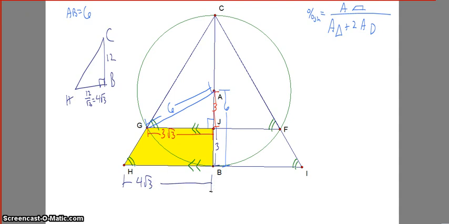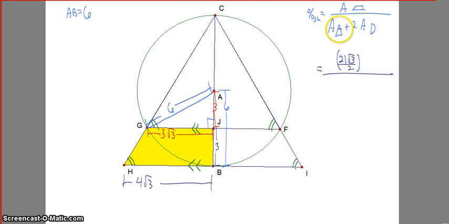So then the area of that yellow shaded in trapezoid is going to be equal to the average of the bases. So we'll add those together. 3 root 3 plus 4 root 3 is 7 root 3. It has to be divided by 2 and then multiplied by the height of the trapezoid. So the area of that trapezoid is going to come out to 21 root 3 over 2.